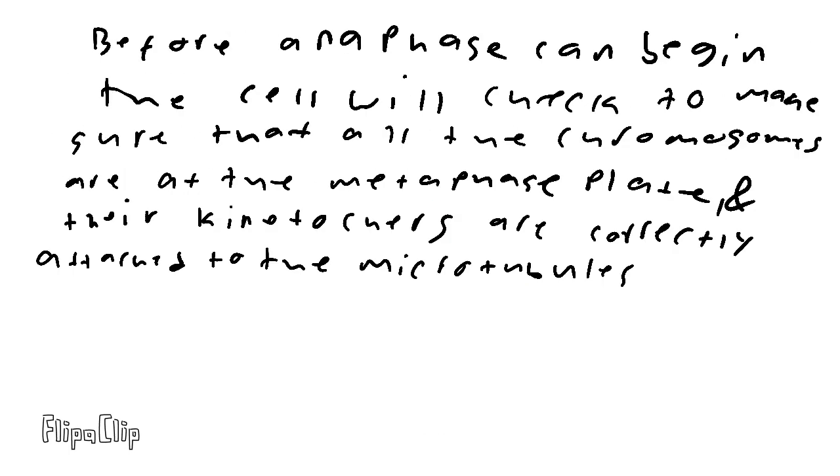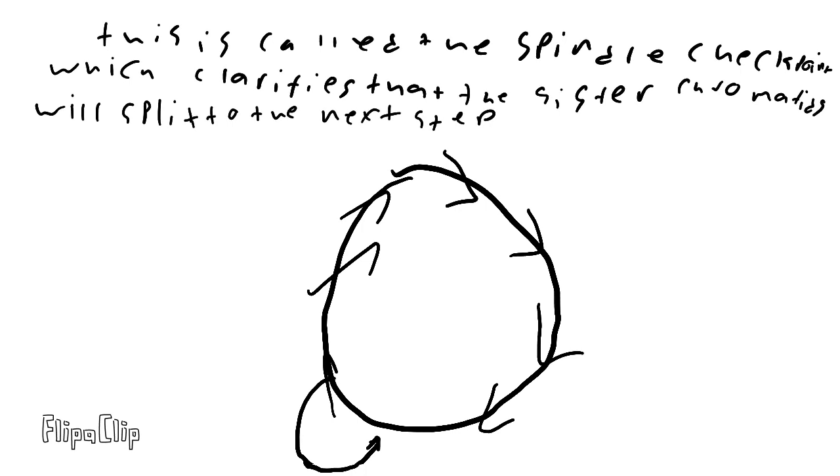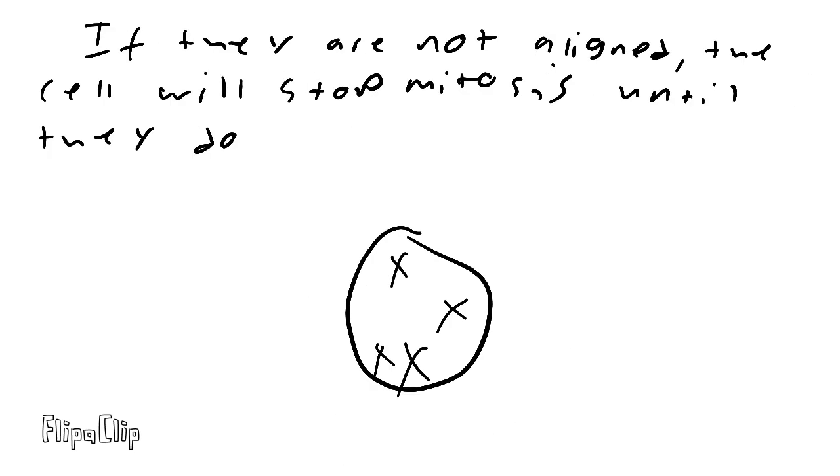Before anaphase can begin, cells will make sure that all the chromosomes are at the metaphase plate, with their kinetochores directly attached to the microtubules. This is called the spindle checkpoint. It clarifies that the sister chromatids will split in the next step. If they're not aligned, the cell will stop mitosis until they are.